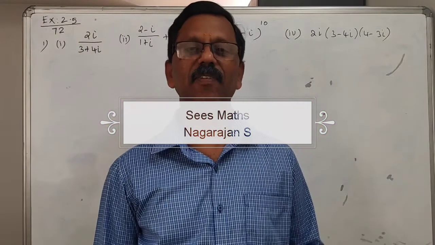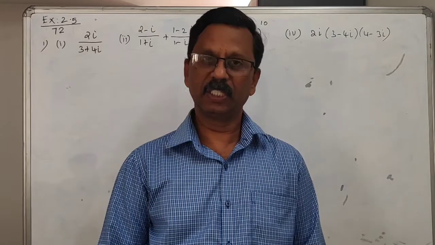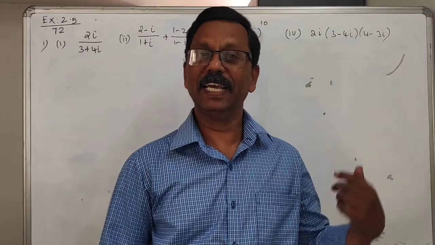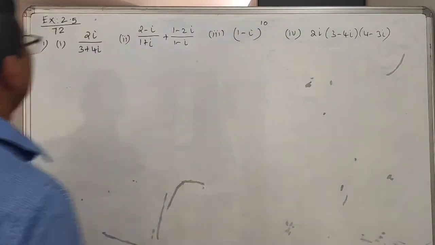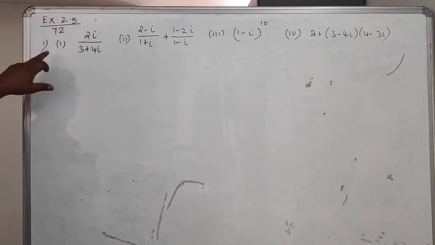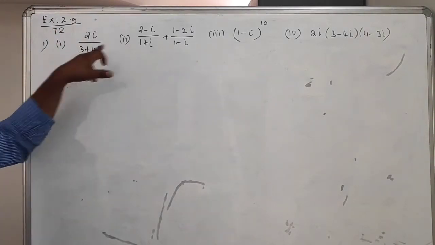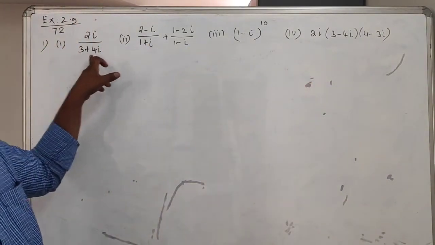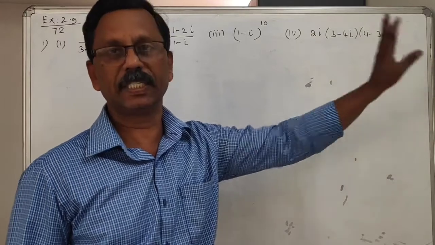In the previous class, we have seen what we mean by the modulus of a complex number and its properties. Now, today let us continue with the exercise problems. This is exercise 2.5 given at page number 72. This is problem number 1. It has 4 subdivisions. Here you have to find the modulus of all these 4 complex numbers.